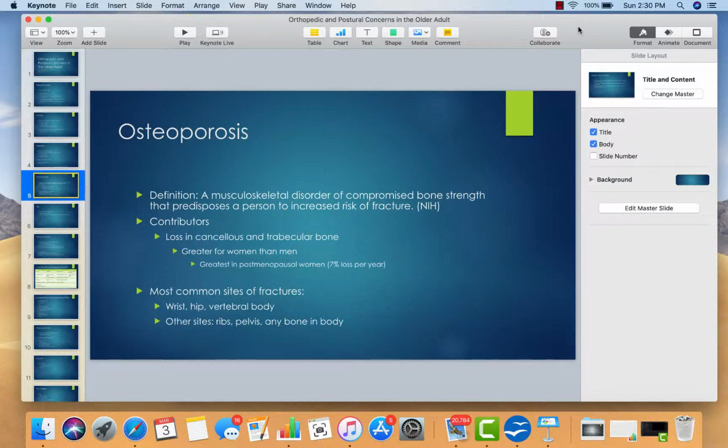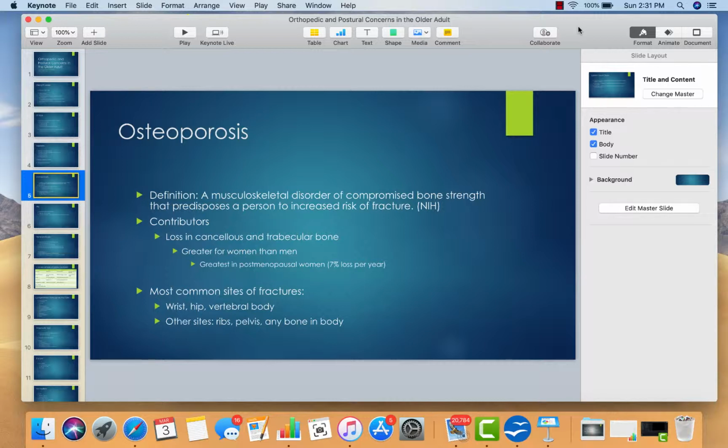Bone loss is greater for women than men. And that is mostly due to hormonal influences, especially in women after menopause. So there's actually an accelerated bone loss of about 7% per year. Prior to that, it is about 1%.